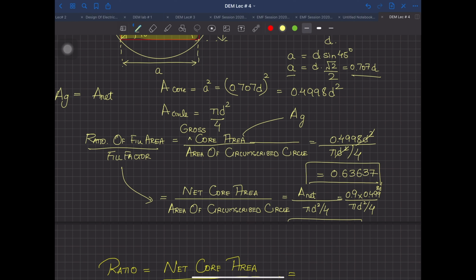इसका आंसर को मुझे कर देगा ज़रा. Just multiply by 0.9, I guess, nothing special. 0.5718. So the actual core area is just 57.18% of your circle over there.